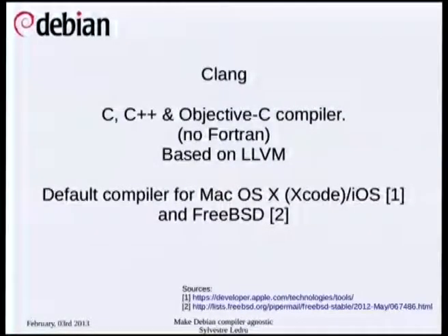So what about Clang? Clang is a parser and an analyzer for C, C++ and Objective-C. Currently there is no interest from Apple or Google in developing a Fortran compiler, but some people are saying they are working on that. For now, I have no clue if it is a proof of concept or if they really want to make a final version of a Fortran compiler, but it might happen someday. And it is currently the default compiler for Apple platforms and the FreeBSD project. You have the sources of the information at the bottom of the slide.